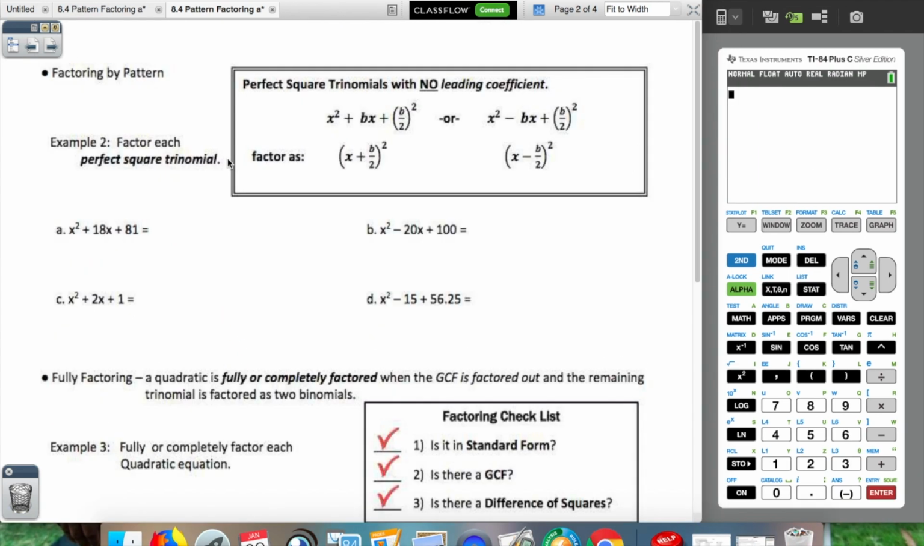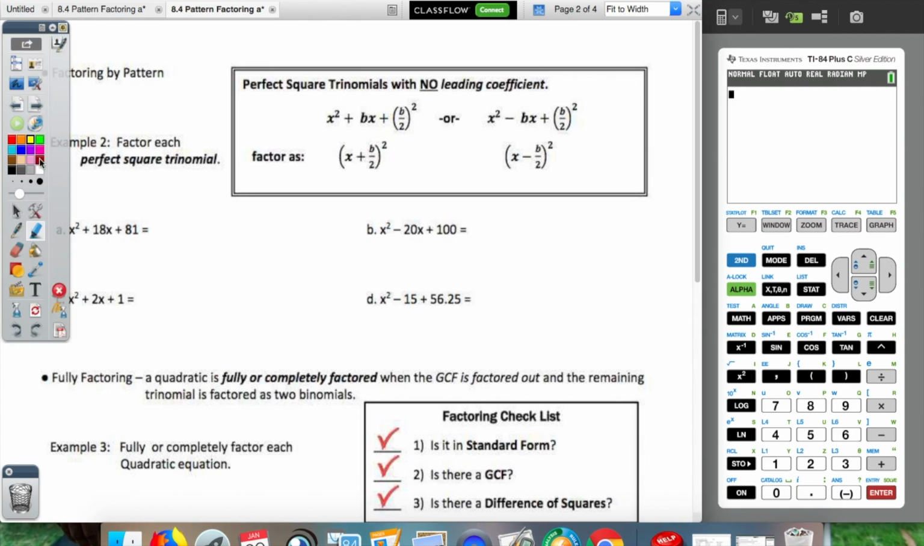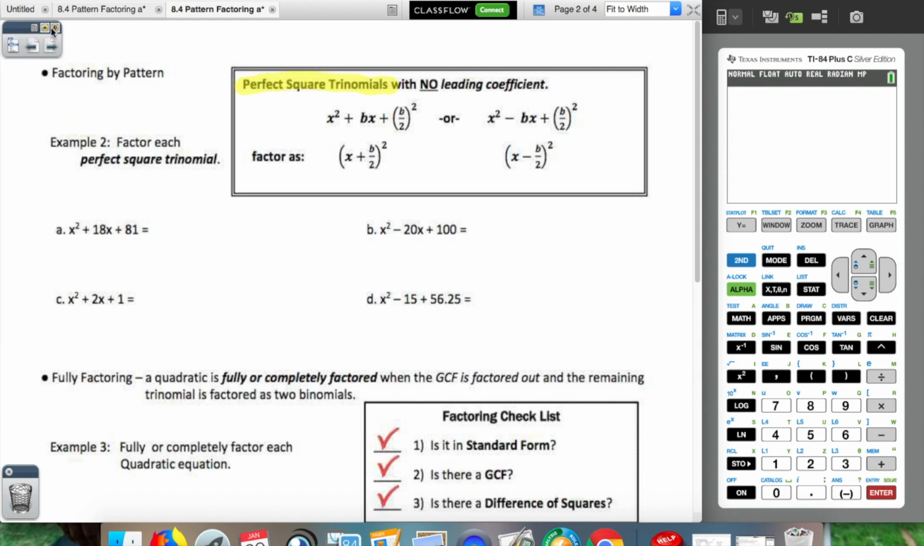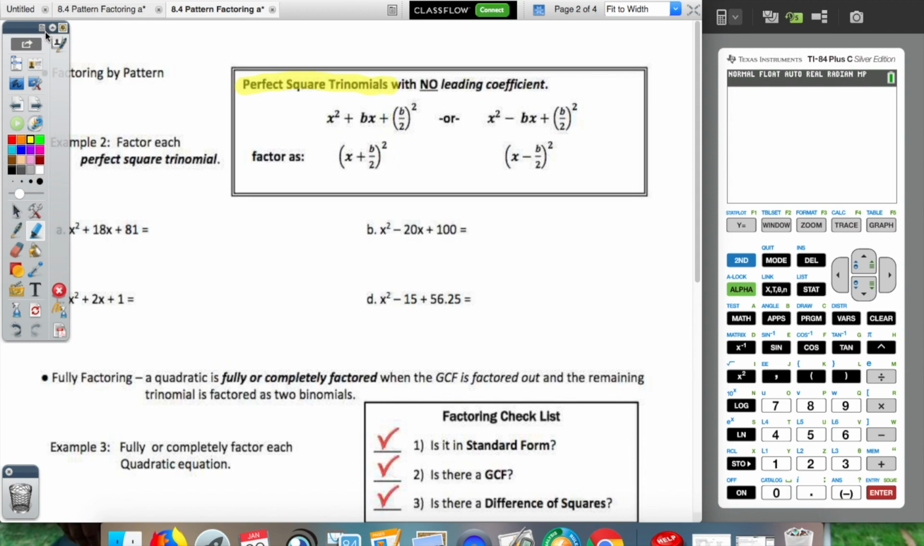Alright, so we are now going to look at the pattern called perfect square trinomials. So let's start off with defining a perfect square trinomial. Obviously, it has perfect squares, so we know it's going to involve perfect squares. And then a trinomial just means it has 3 terms. So the important thing here is that it has 3 terms and some perfect squares in there.